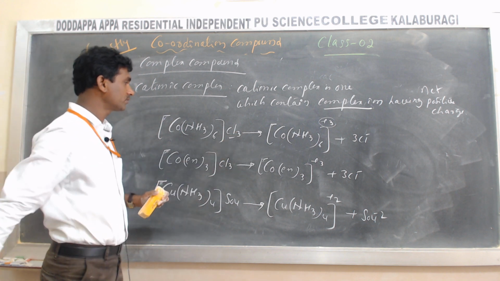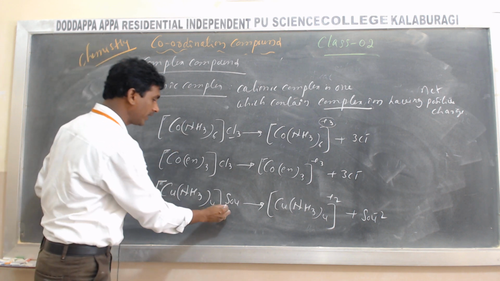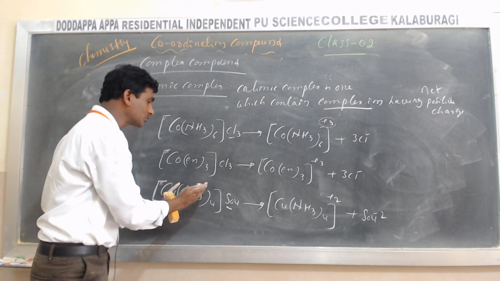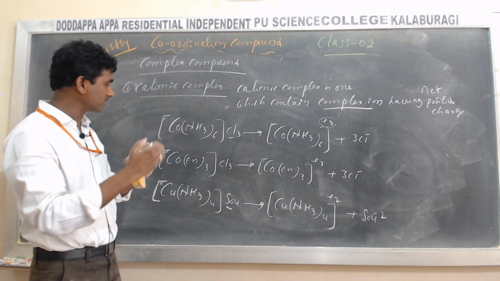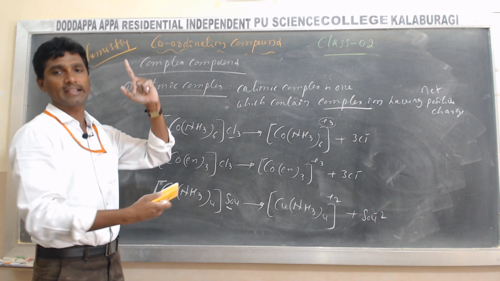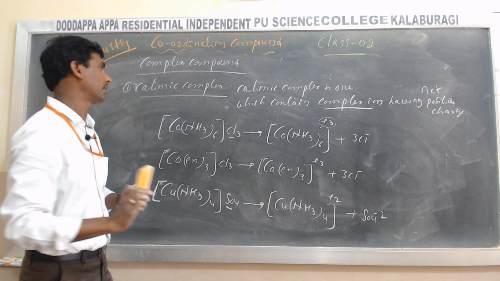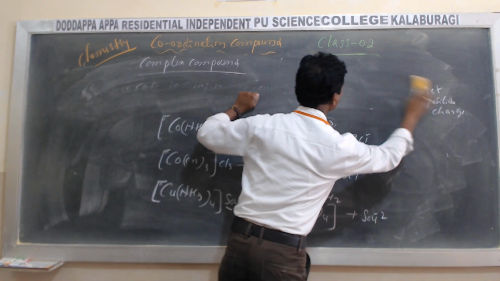Otherwise, how can you identify? Cl is minus, so the square bracket is positive, so it is a cationic complex. Already we know that SO4 is negative, so the square bracket is positive, no doubt it is a cationic complex. Otherwise, if the square bracket is first and next is the counter ion, it is a cationic complex. This is the way of identifying the cationic complex. So the cationic complex is over.